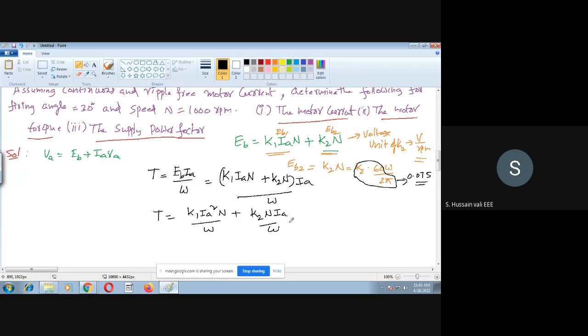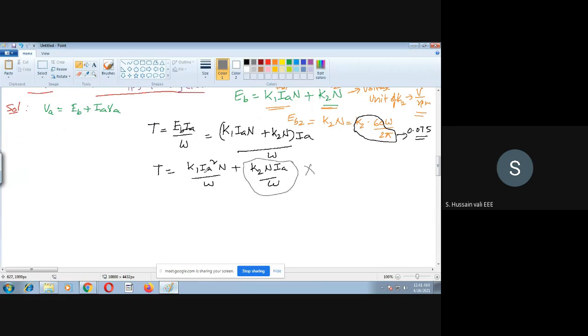In the last class we saw one important thing: we have neglected this part. We neglected this part because it is due to the residual magnetism, so we consider it very small. As we neglected that, only one part is left, that is, T is equal to K1 Ia square into N by omega.